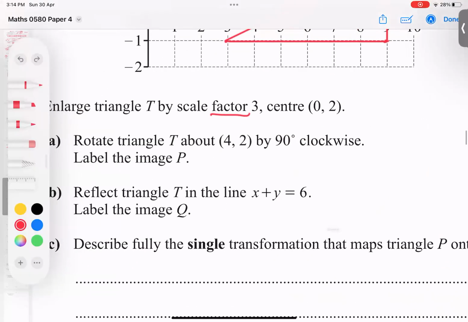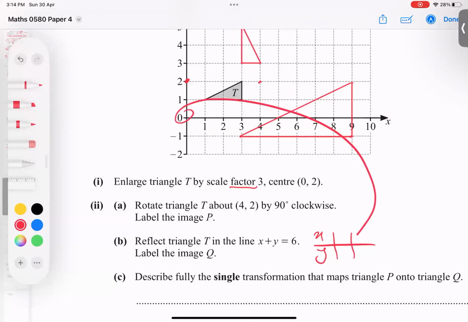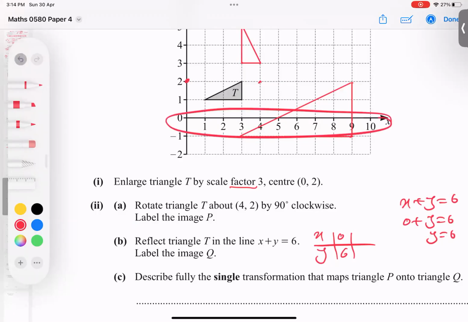This is a line. How to make this line? Make a table of two numbers. An ideal number is 0. When I plug in 0 in the place of x, look here, x plus y equal to 6. When I put 0 in the place of x, students, 0 plus y equal to 6, y becomes 6. So I got 6. Take any numbers from 0 to 10, any number you like.